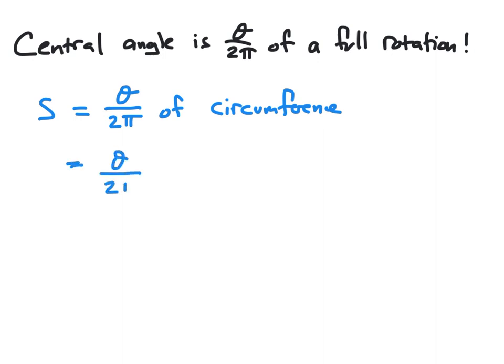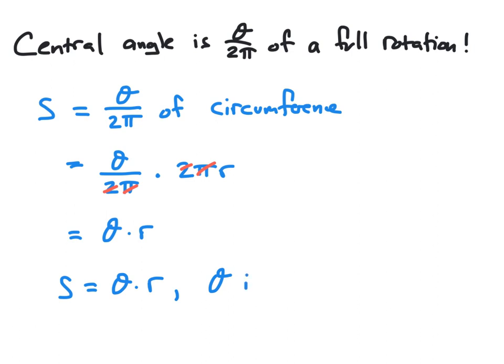And we know that theta over 2 pi of something means multiplication, and the circumference we know is 2 pi times the radius r. And so here the 2's will cancel and the pi's will cancel, and we're left with theta times r. And so we get the traditional arc length formula that the arc length S is equal to theta, the central angle, times the radius r, with the caveat that theta is in radians. This is an important observation: theta must be in radians for this formula to hold. If we're given a central angle in degrees, the first step must be to convert that central angle to radians and then apply this formula.